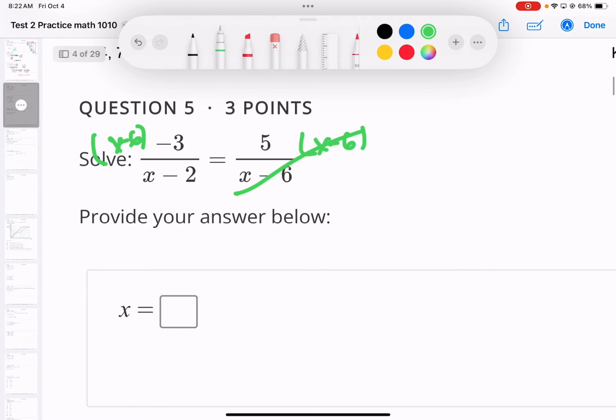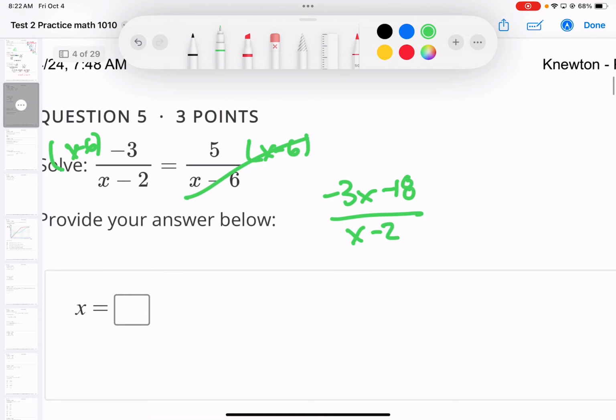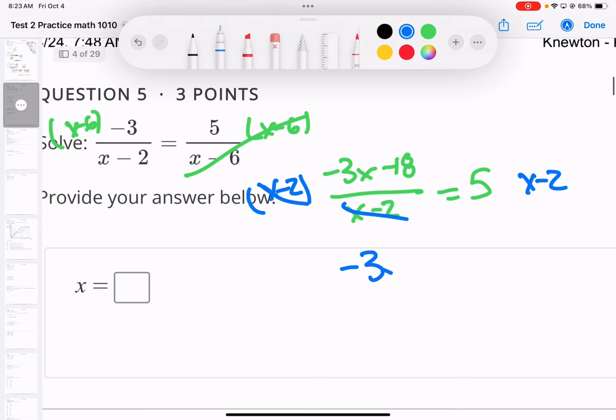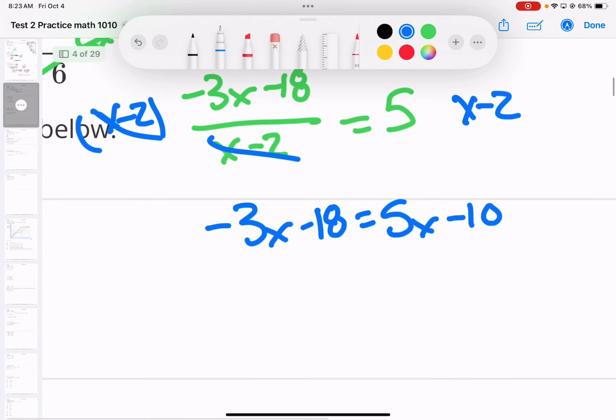So let's rewrite what we've got. We've got negative 3x plus 18 over x minus 2, and that's equal to 5. Now I'm going to multiply by x minus 2 on both sides, so I can get rid of those. So I've got negative 3x minus 18. Whoa. I remember this stuff. It's not that bad. Equals 5x minus 10.